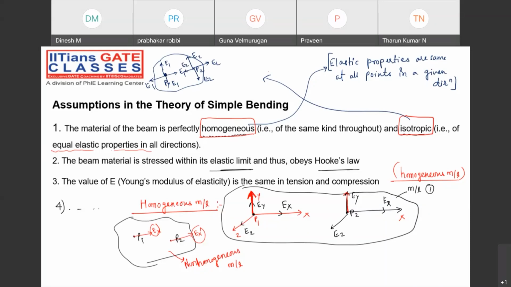Suppose the P1 point is given, in all the directions it has to have the same properties. It should not be like Ex and Ey being different. For this one, Ex and Ey must be the same at a particular point. Understanding? It can have different E1 and E2 for different points, but in all the directions the property must be the same.